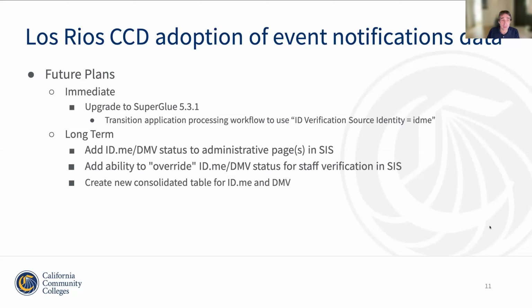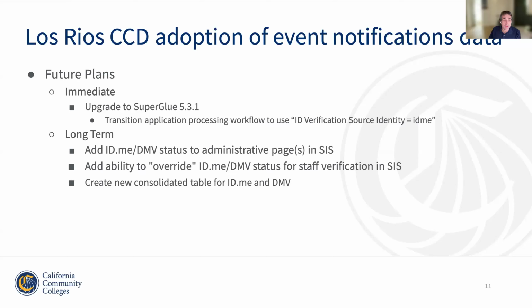And then long-term plans: we want to add the status and figure out where in SIS PeopleSoft we can add this so that users can see this status more easily rather than running a query if they're working with a student. Also, add an ability to override that status. In case a student is unverified, but they come into the office and are manually verified, we want to store that somewhere and say, hey, this was a manual verification. The ID status is unverified, but they manually verified.